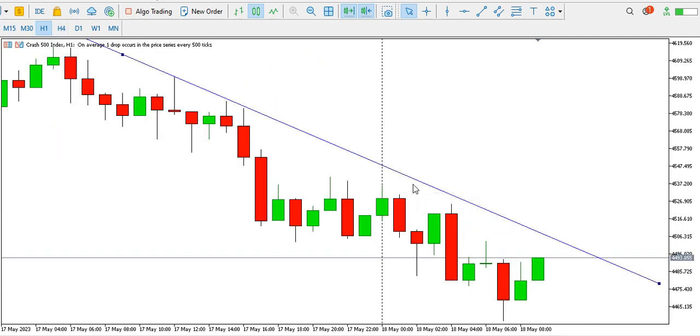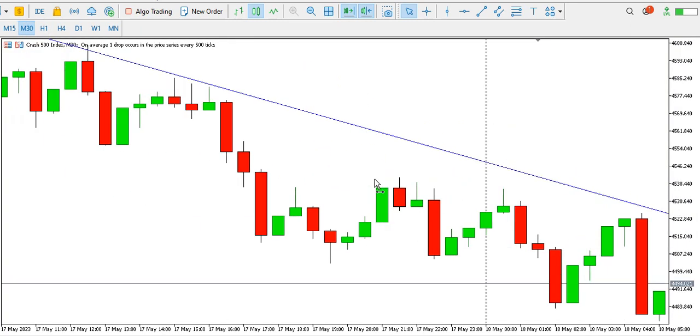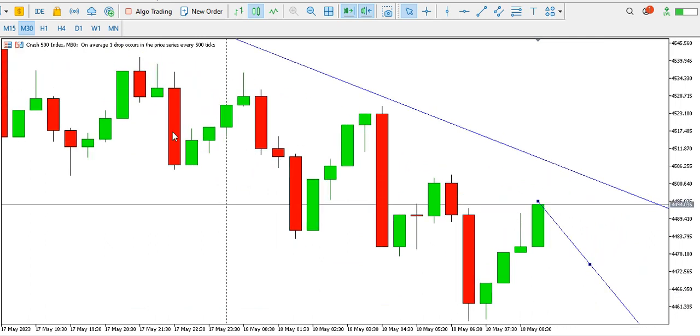On the 1-hour time frame, Crash 500 index is forming lower low, lower high, lower low, lower high, lower low, lower high, lower low. Of course, we are having a lower high here, and we expect price to spike downwards. So look for selling opportunities on the 1-hour time frame. On the 30-minute time frame, the structure is bearish, in a channel, and the bearish channels continue to spike downwards.